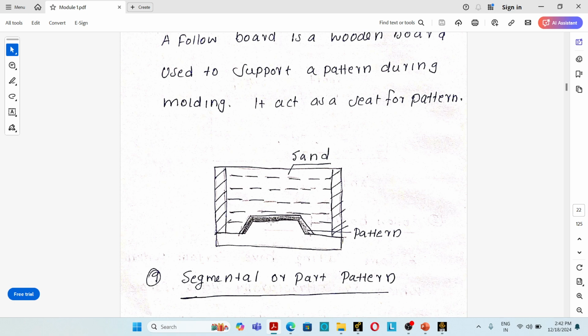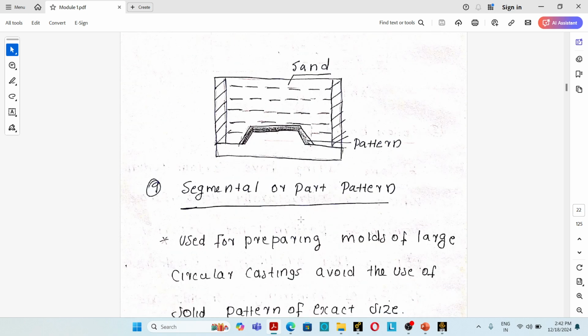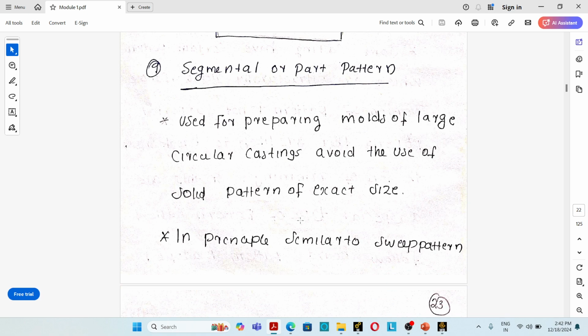Whenever we are not providing any support to the bottom of the pattern, there is a chance that the pattern will break due to ramming force. In order to avoid that problem, a support is provided at the bottom of the structurally weak pattern, that is known as a follow board pattern. So follow board patterns are commonly used for structurally weak patterns. There is a chance that the pattern will break due to ramming, so a wooden support is provided at the bottom of the structurally weak pattern. And the ninth one, segmental or part pattern.